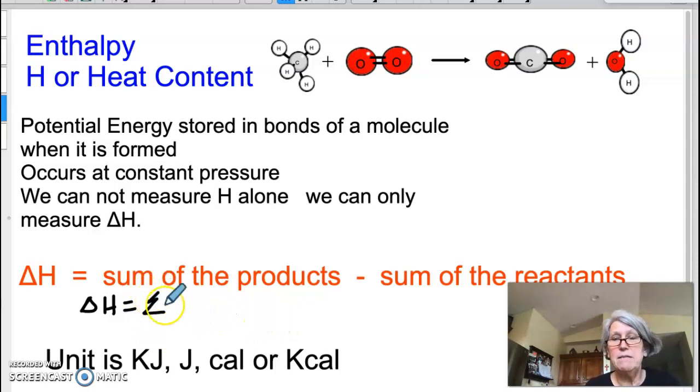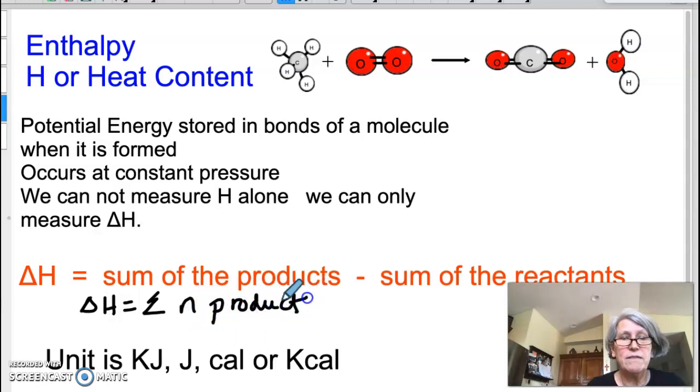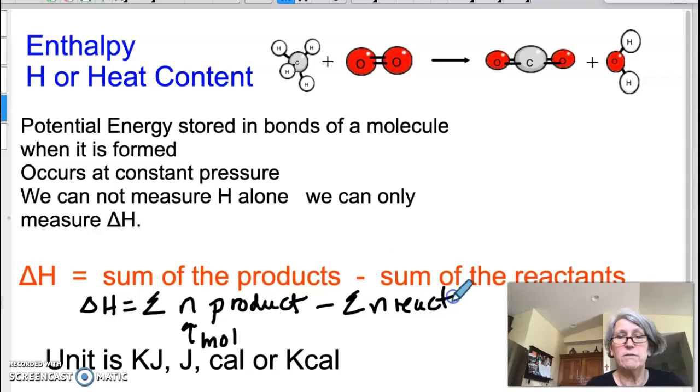That sigma means summation. And you do have to incorporate moles. As I'm doing that, you'll notice that this n stands for the moles that are in the reaction. So we call that the sum of the products minus the sum of the reactants, and you have to consider the moles. Now, because this is energy, the units are going to be in joules or kilojoules or calories or kilocalories.